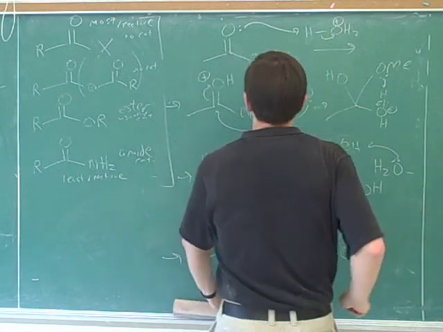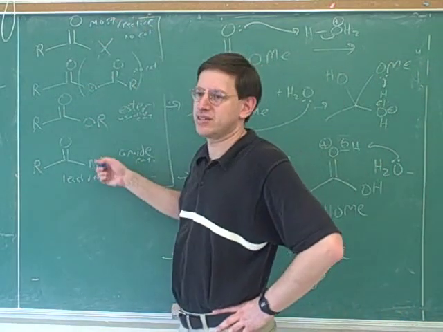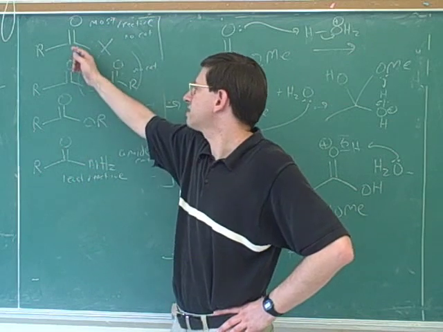What type of functional group does hydrolysis produce? A carboxylic acid. Yeah. Now you could have done that to any of these. We could have hydrolyzed this acyl halide.